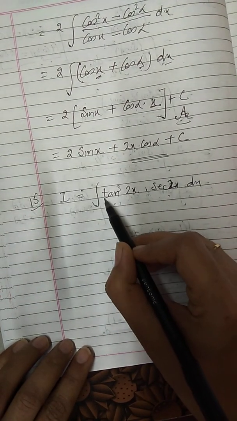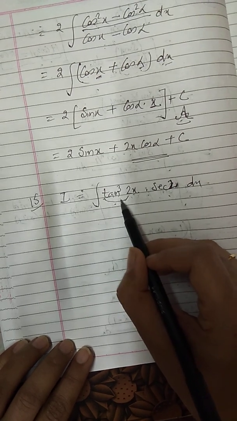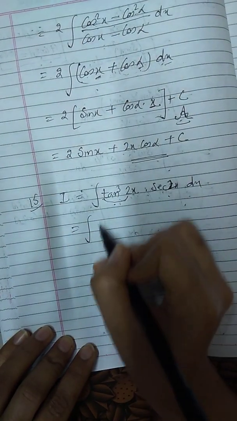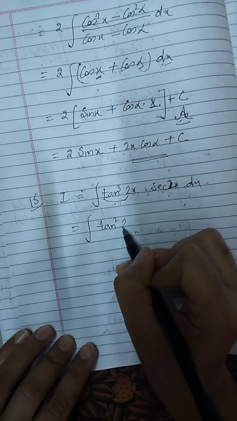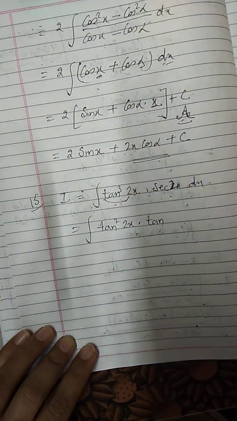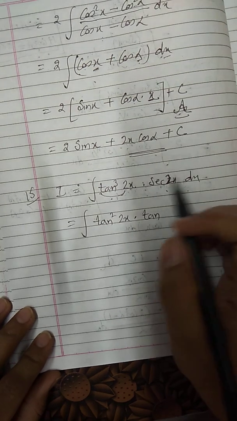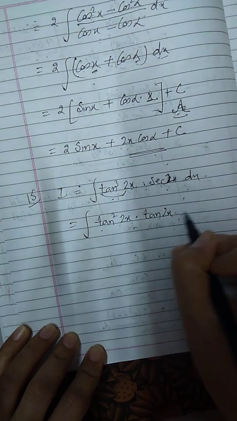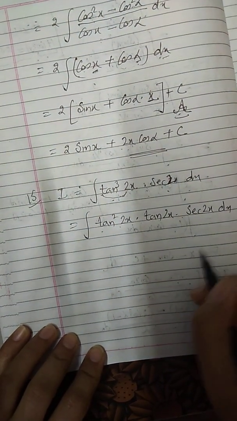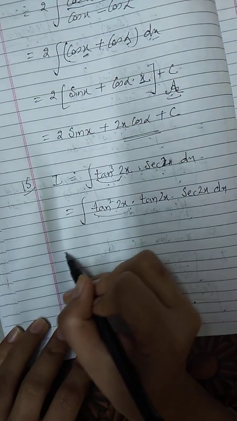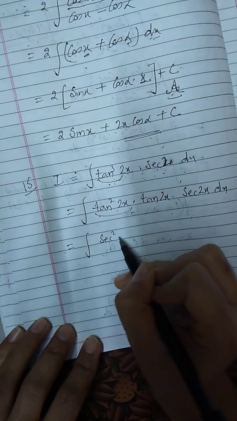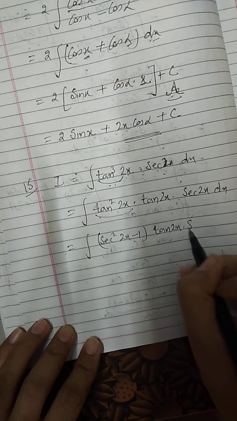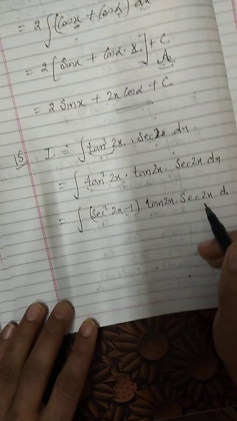So what we will do is use the identity which has the tan function and secant function. For that, I will write it as tan square of 2x into tan 2x, and this secant 2x dx. Now we know this tan square 2x can be written as secant square 2x minus 1, and here we are writing tan 2x secant 2x dx, right?